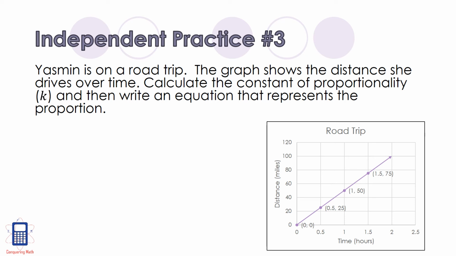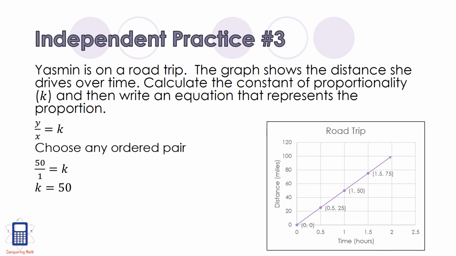Okay, so remember that we can use the value of the ratio, in this case by dividing y by x, to find the constant of proportionality, which is k. We already know it's a proportional relationship because it told us in the problem. So we'll pick any point. In this case, I chose the unit rate, so I chose the point (1, 50). And so I have a 50 for my y value in the numerator, 1 for my x value in the denominator, and 50 divided by 1 means that the constant of proportionality is 50. So now we just need to write the equation in y equals kx form. So we have y equals 50x. This means that for every hour that Yasmin drives, she will travel 50 miles.